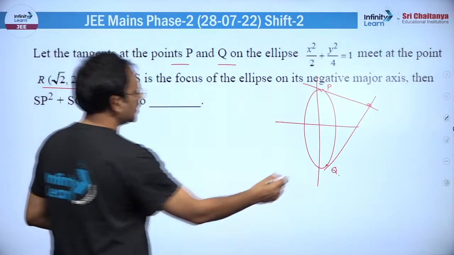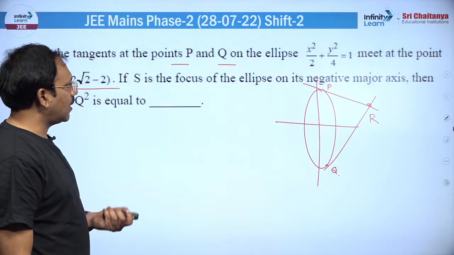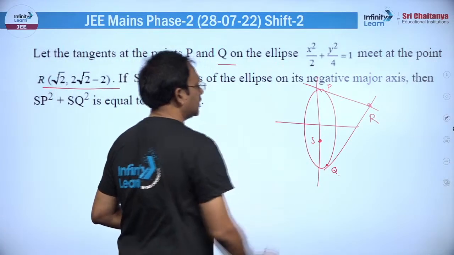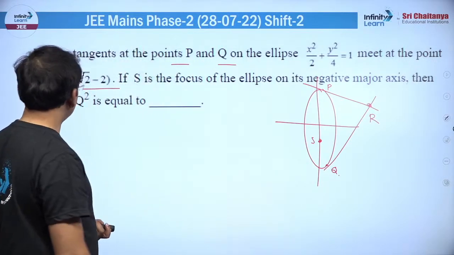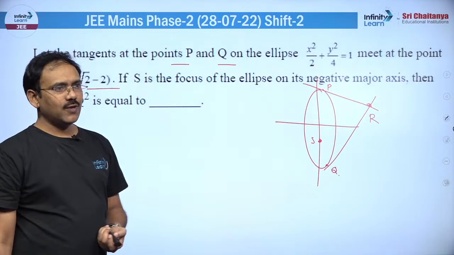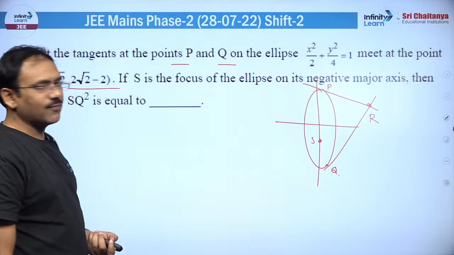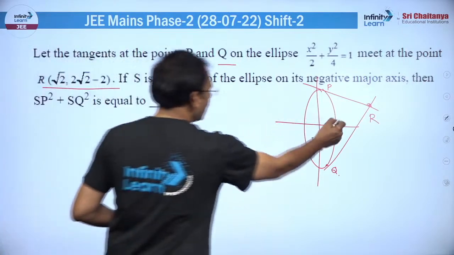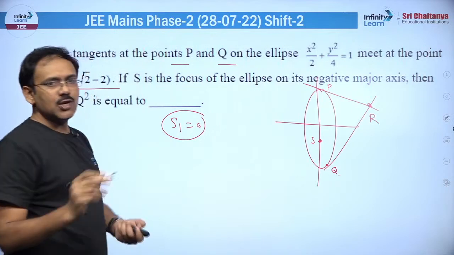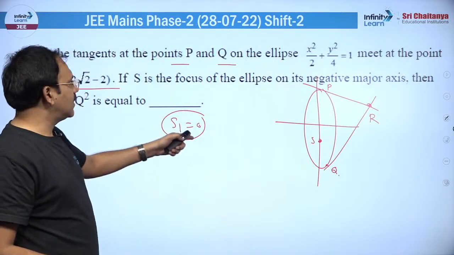R is given as this particular point. Now S is the focus of the ellipse on its negative major axis. Negative major axis is S, my dear friends. Then SP square plus SQ square we want. Here you see this particular point, you just find the chord of contact. Because this is given, the PQ line equation you can find, S1 is equal to 0, you apply and you will get the chord of contact. Try to solve this line, this will be an easy line itself.